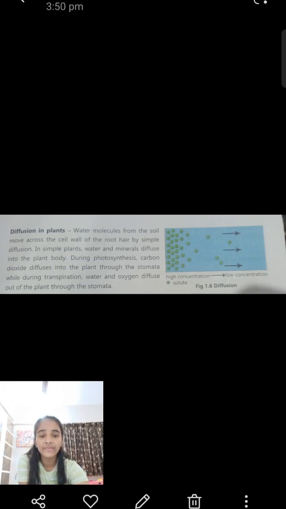Now 57th question is, why do water molecules from the soil move across the cell wall of the root hair? The answer is water molecules from the soil move across the cell wall of the root hair by simple diffusion. In simple plants, water and minerals diffuse into the plant body. Now 58th question.